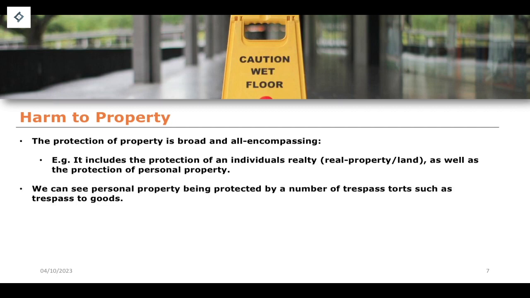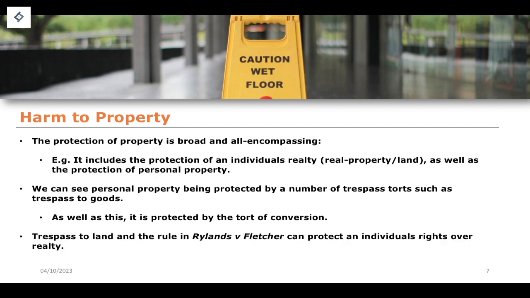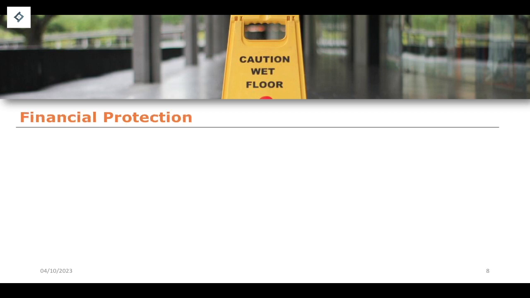We can see personal property being protected by a number of what are known as trespass torts, such as trespass to land and trespass to goods. You also have the tort of conversion, which we're not going to get into in too much detail in this series, but we'll get into in a series of lessons when we look at personal property law. Trespass to land and the rule of Rylands and Fletcher may be able to protect an individual's rights over realty, over real property, over land itself. And so you can see here various different torts which protect various different interests in property.